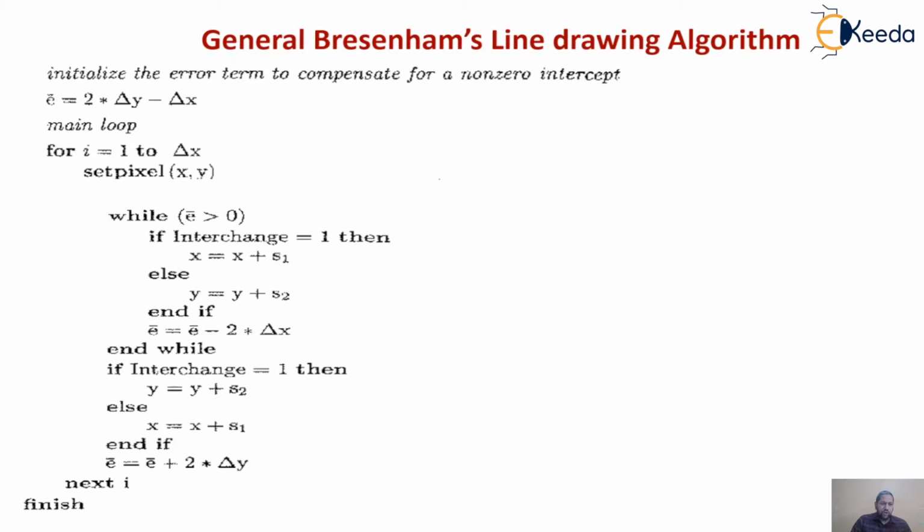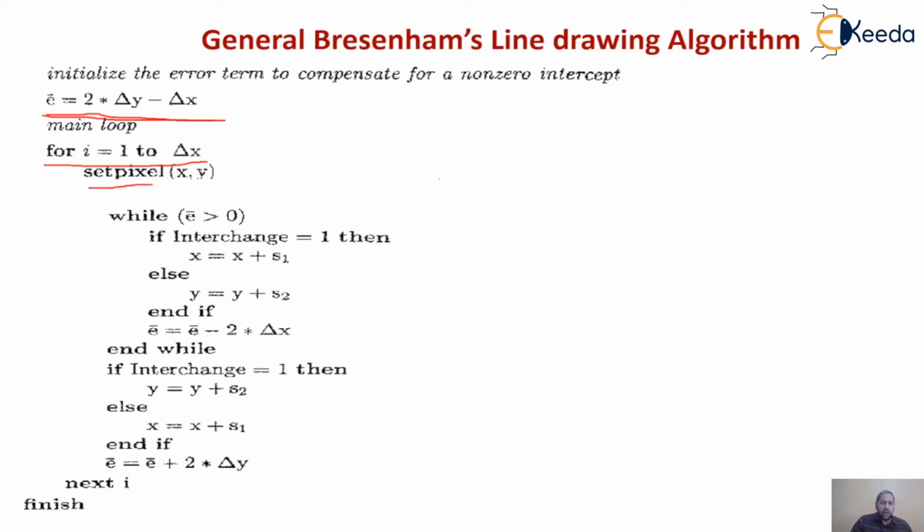Okay, so what we are going to calculate here is, Bresenham's algorithm uses the error term. Okay, so the error term is calculated. So E bar, or error term, is equal to 2 into dy minus dx as per the algorithm. Then I'm using the for loop, which starts from I, so I is equal to 1 to delta x.